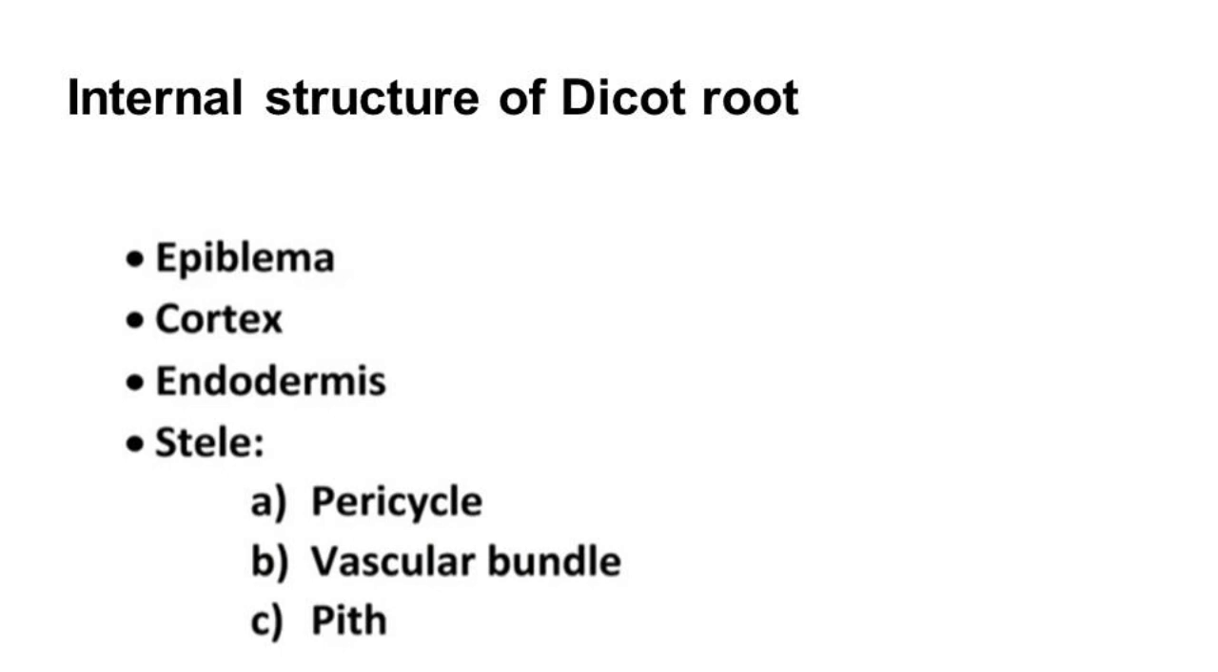Now we are going to see the internal structure of the dicot root. Example, bean. In the same way as the monocot root, the dicot root has the following structures: epiblema, cortex, endodermis and stele. Here also the stele has three subdivisions: pericycle, vascular bundle and pith. First one is the outermost layer, where cuticle and stomata are absent. That's why root hairs are present, so it is known as the piliferous layer.